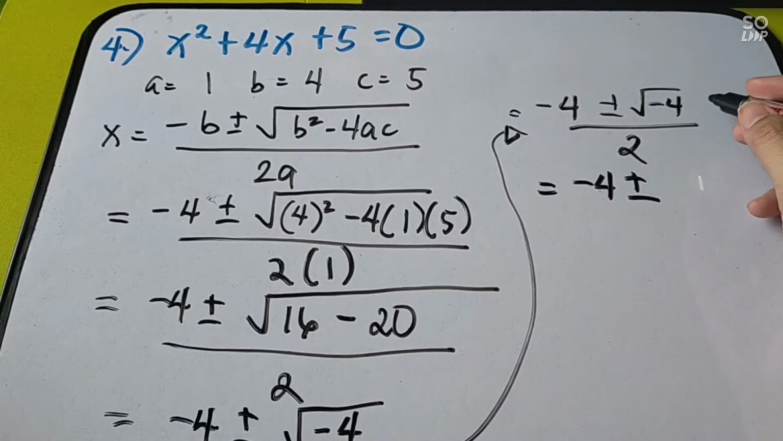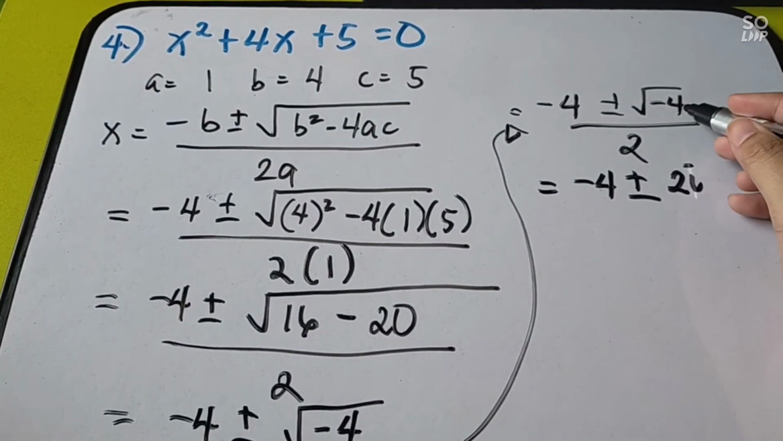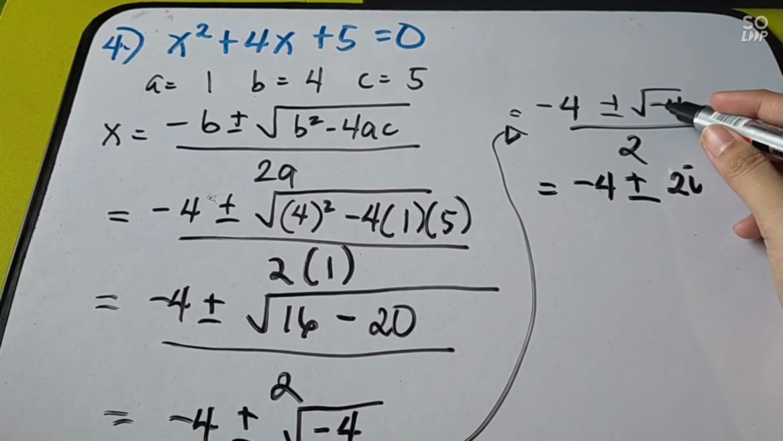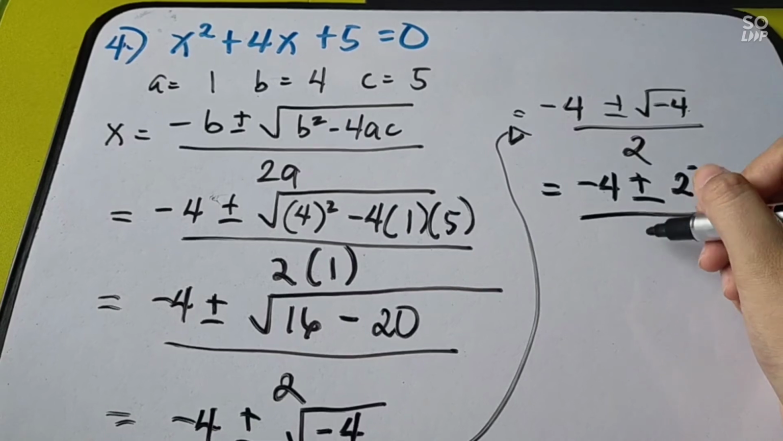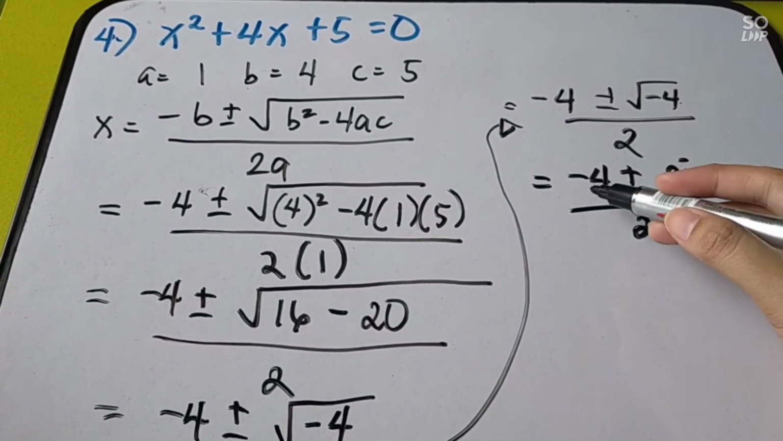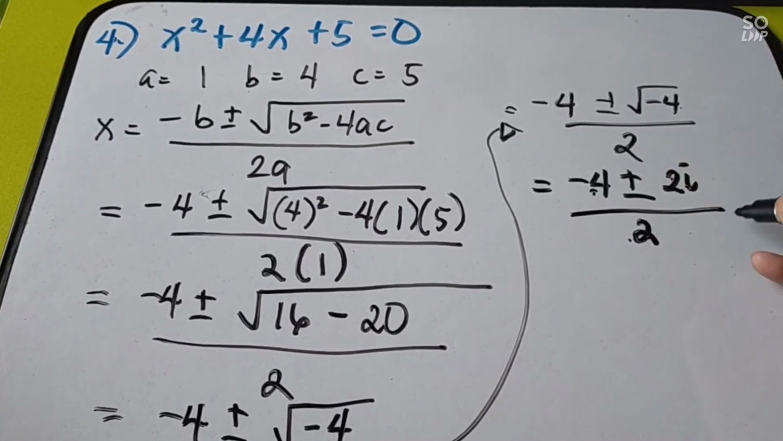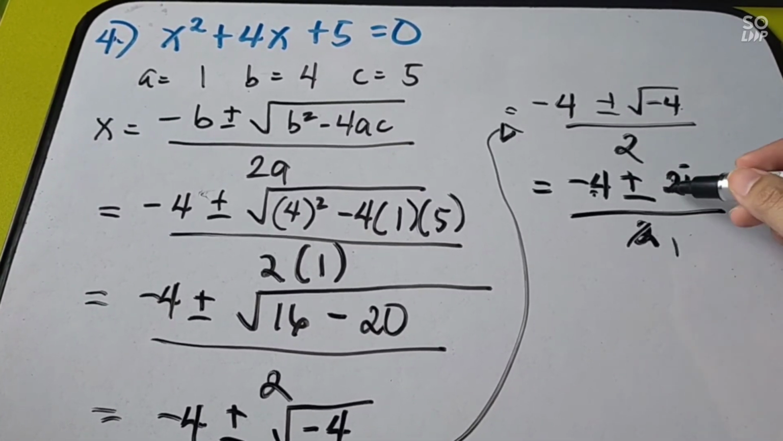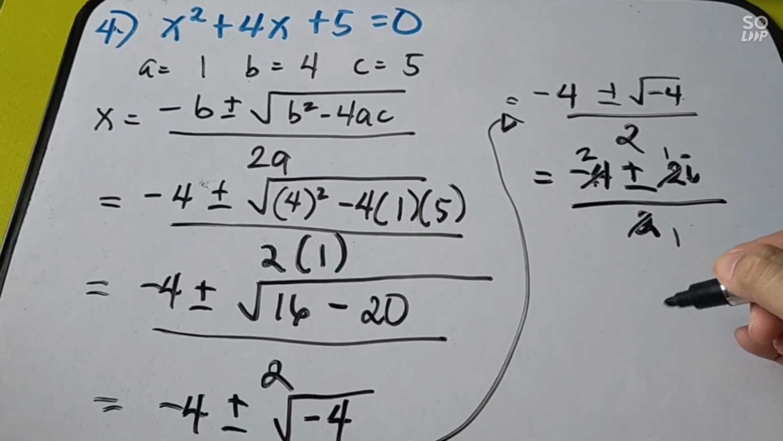Simplify natin si square root of negative 4. That is 2i. Kasi ang square root ni 4 ay 2. Ang square root ni negative numbers ay i. Negative 1 pala. So, we have here 2. Okay? Then, afterwards, just simplify. Since ito ay divisible to each other, pwede natin i-simplify. Ito magiging 1. This one becomes 1. Then, this one becomes 2. Divisible siya sa 2 eh.